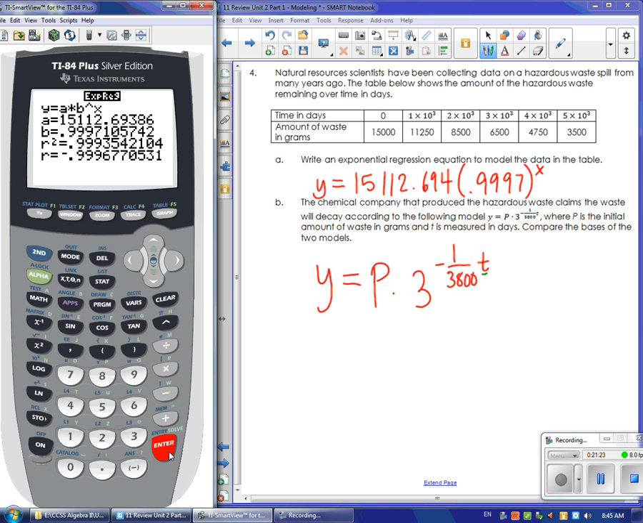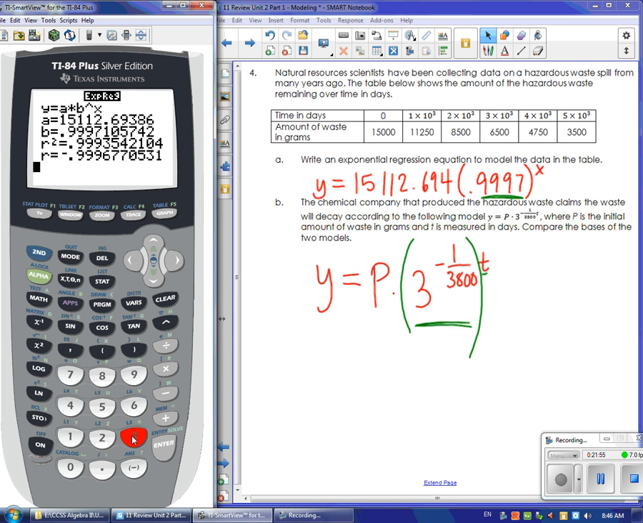But I can just look at this. If I take all the number part of that term and evaluate just that number part, I can also write this equation in a different way. We know that P is the initial amount of waste in grams and T is measured in days. It says to compare the bases of the two models. The base is this number here. It's the term that's being raised to the power. When we were dealing with sequences, we called it the ratio. Well, the base in my second model is just this, 3 to the negative 1 over 3,800.